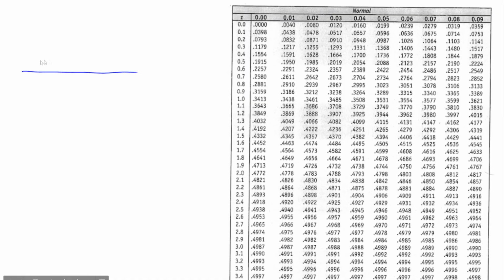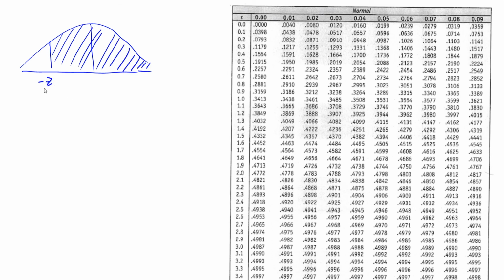Now we'll take a look at how to solve this using the tables. So for our upper 90%, remember that looked like this. We know this has to be a negative z-score. We can't just look up 0.9 on the table. The table doesn't even go as high as 0.9. The highest we can get over here is 0.4998. It never goes that high.